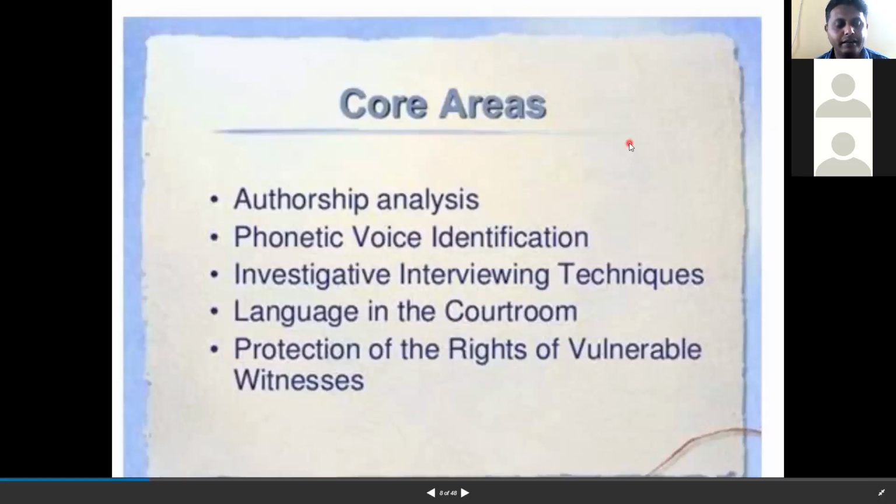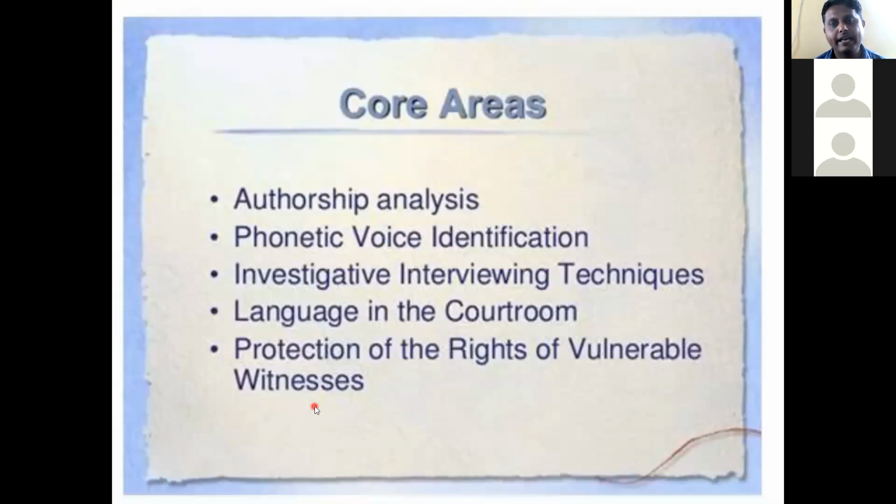So which things are to be studied under forensic linguistics? There is authorship analysis, phonetic voice identification, investigative interviewing techniques, language in the courtroom, and protection of the rights of vulnerable witnesses. All these are the core areas, meaning the areas that are to be studied under forensic linguistics.